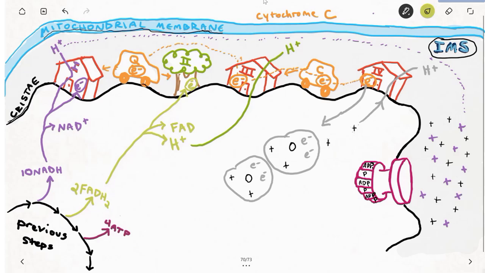And the FADH2s are broken down into their components. FAD complex number 2 takes up the electrons, but complex number 3 takes up the hydrogens and spits them out into its backyard.